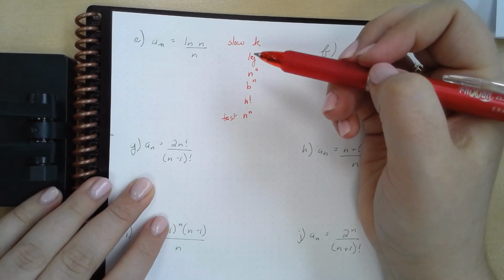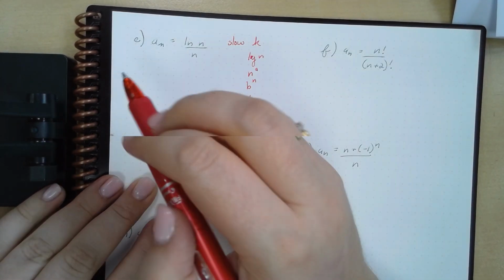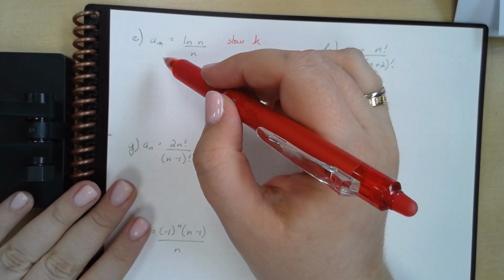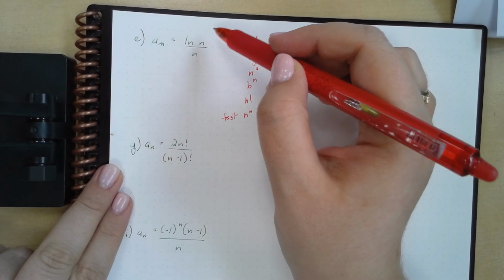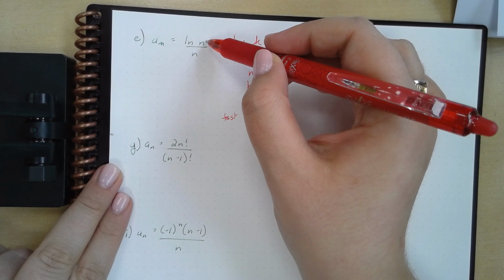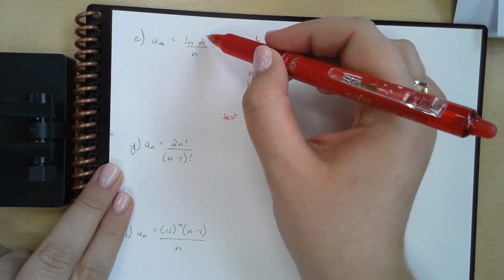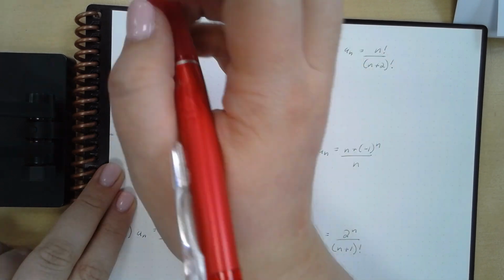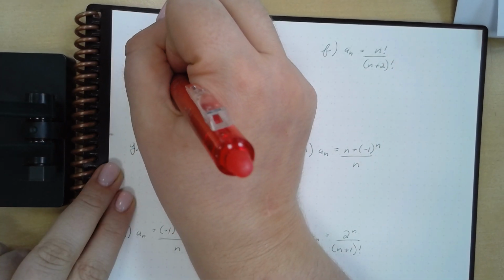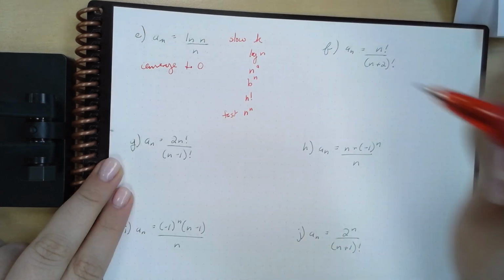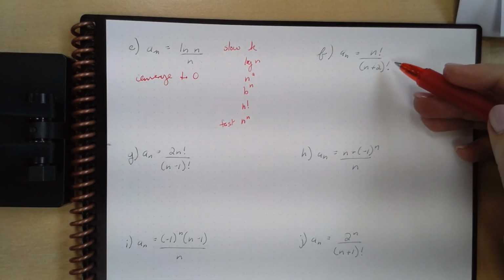So it looks like here, that's a log, something slow, but this is faster, right? Our denominator is faster. So if we have slow over fast, this is going to converge to 0, okay?